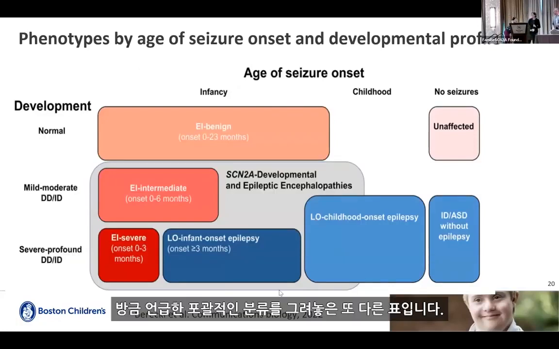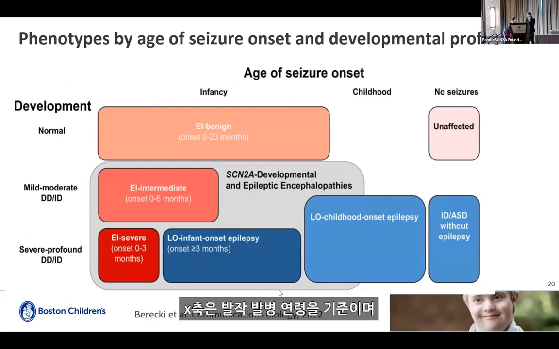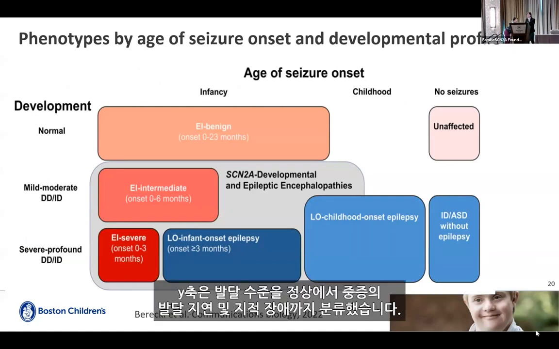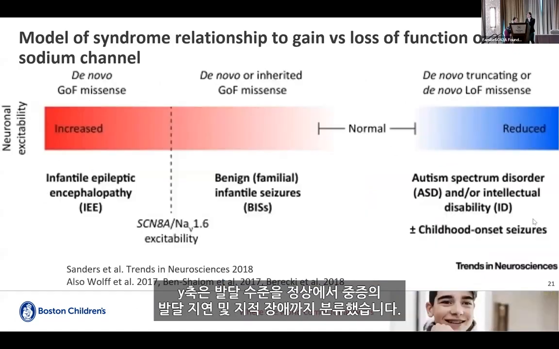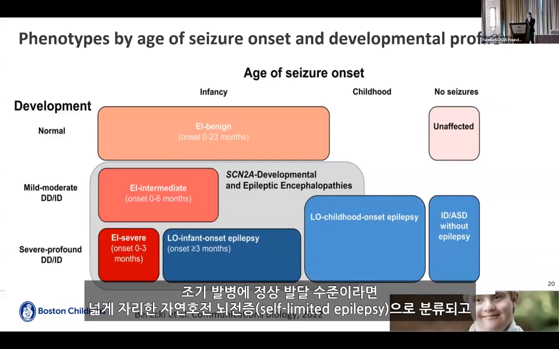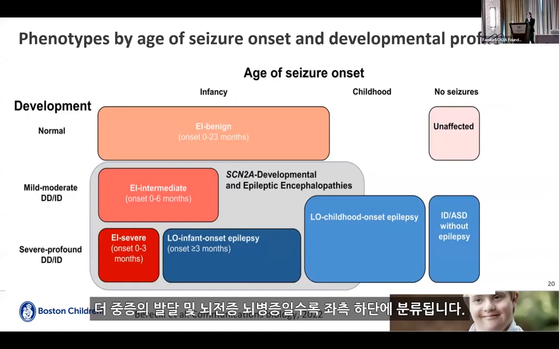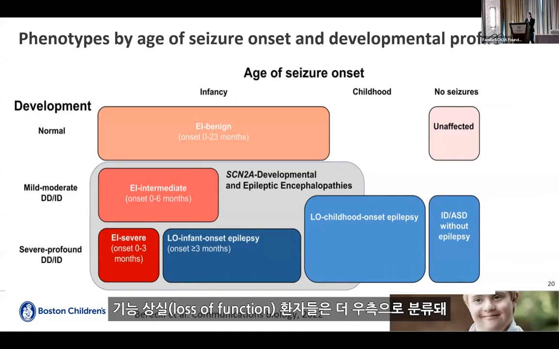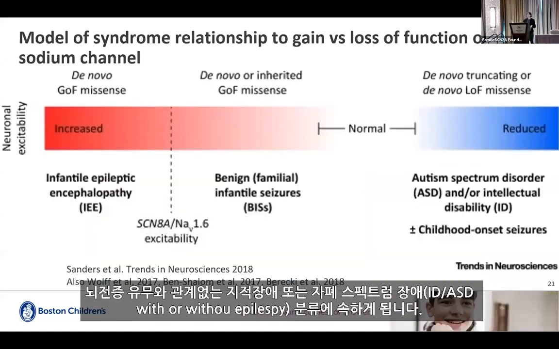So this is just one other look at the bigger picture of those subcategories, looking at it by age of onset of the seizures on the x-axis and development on the y-axis, going from normal to severe developmental delay and intellectual disability. So the early onset normal, which has a broader range, is the self-limited epilepsies, and then the more severe DEEs are towards the bottom left, and then the loss of function groups tend to be more towards the right, with the intellectual disability, autism with or without epilepsy.